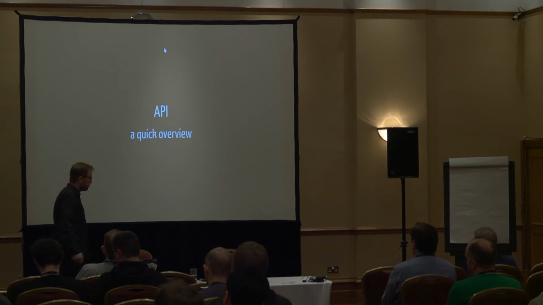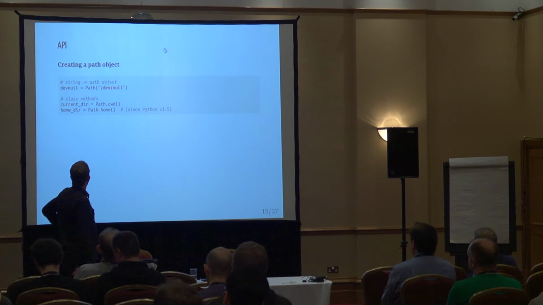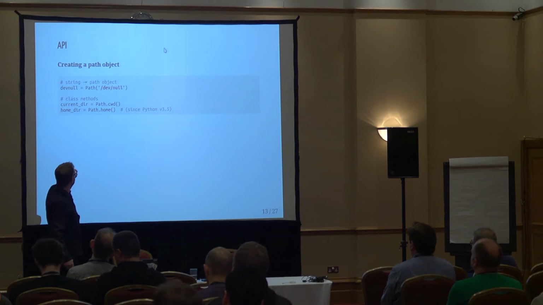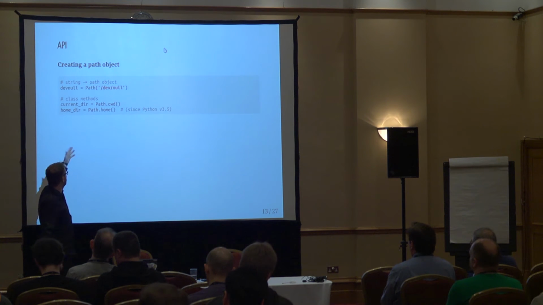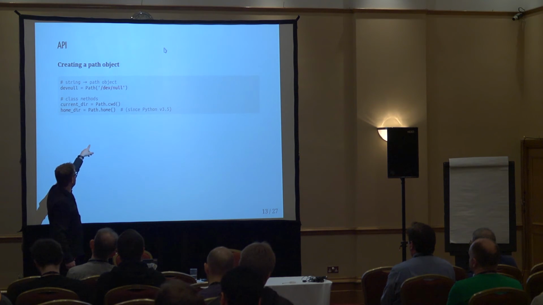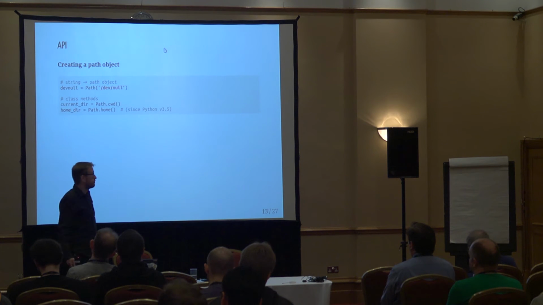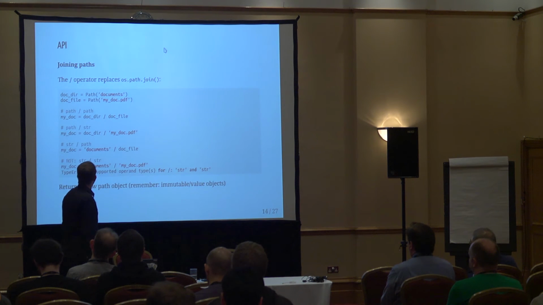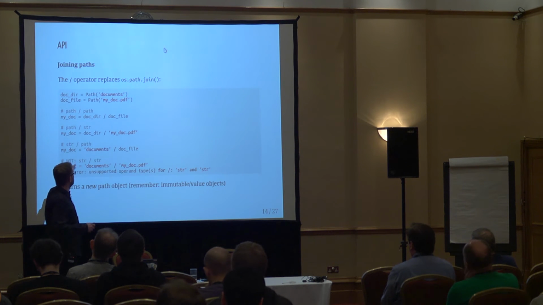So, quick overview of the pathlib API. Creating a path object, you can just take a regular path string and wrap it with a Path constructor. Or you can start creating paths from some of the factory methods on the Path class itself. So Path.cwd gives you the path for the current working directory. Since Python 3.5, you have Path.home, which gives you the path to your home directory. And then, as I said, you have this slash operator that joins paths together.